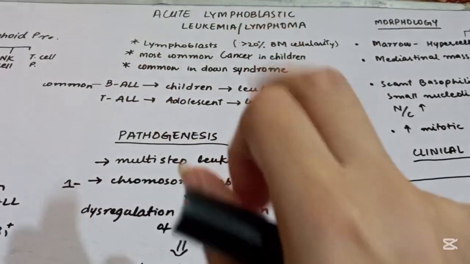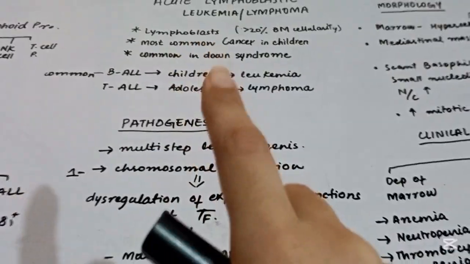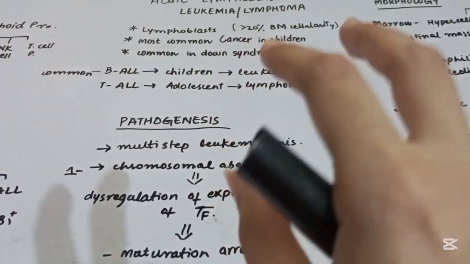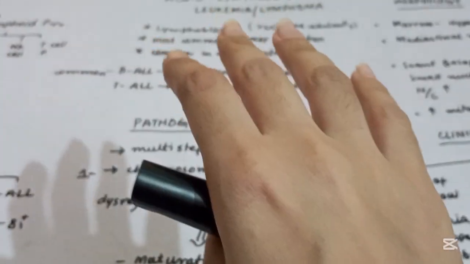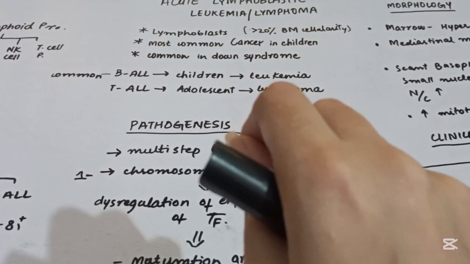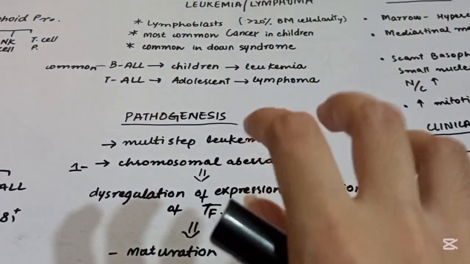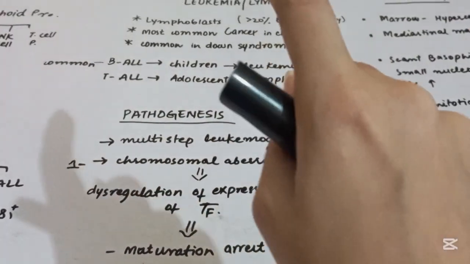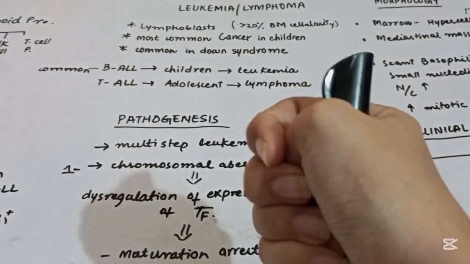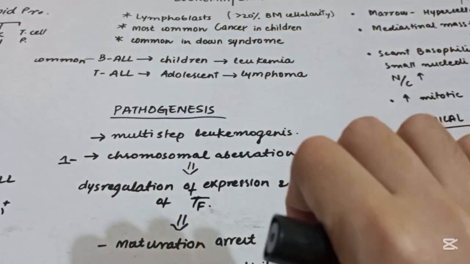The second word is lymphoblastic. Lymphoblasts actually form more than 20% of bone marrow cellularity. The third word here represents leukemia or lymphoma. In case of leukemia, we have neoplastic cells that are freely present within the blood, whereas in case of lymphoma, the neoplastic cells aggregate together and form a mass.